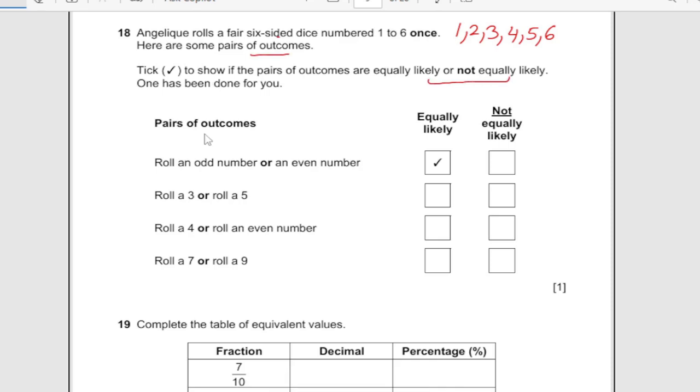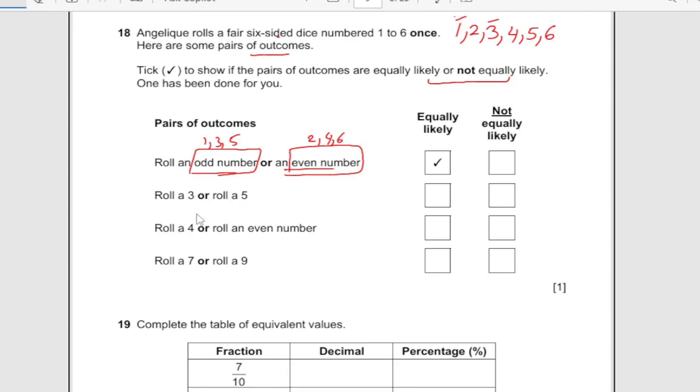Pair of outcomes: roll an odd number and an even number. So actually we are not looking for the probability, we are looking at the possible outcomes, equally likely or not equally likely. Will they be equal outcomes or not equal? How many odd numbers do we have? We have 1, 3 and 5. And even numbers, we have 2, 4 and 6. So both are 3 and 3, so their outcomes will also be equal. So that's why it is ticked equally likely.